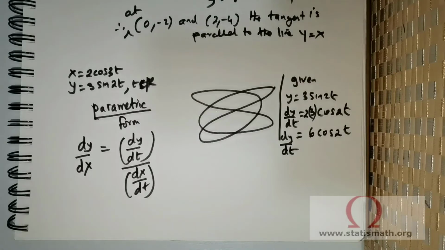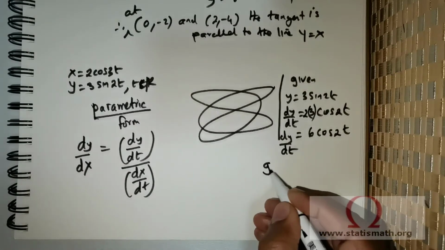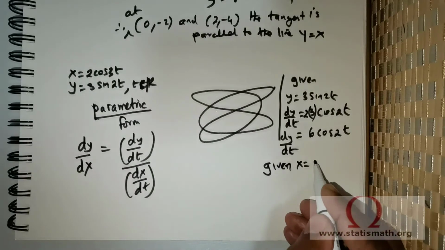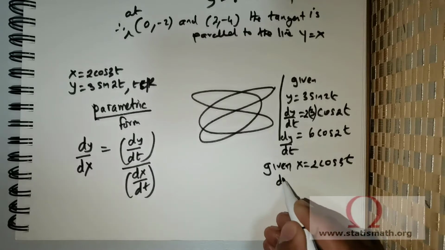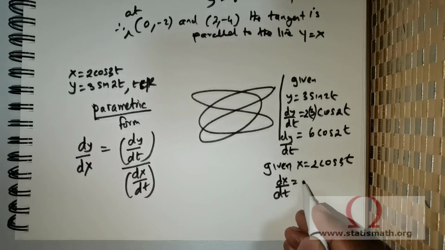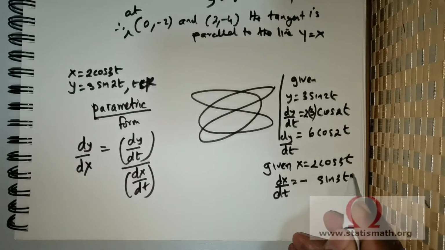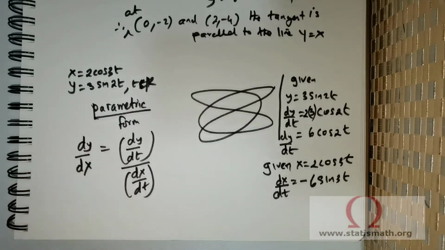Now we are expected to find dx over dt. So now consider, given that x is equal to 2 times cos 3t. If you were to find dx over dt, the differential of cos is going to be negative sin 3t. The differential of 3t is going to be 3. You have a 2 there, so it's going to be 6. So negative 6 sin 3t.